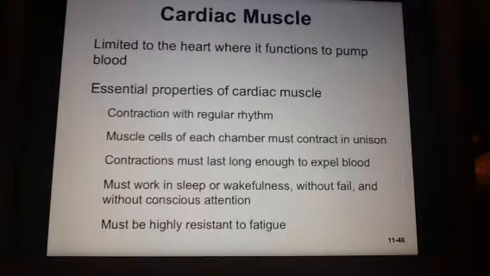So we know that the cardiac muscle is involuntary. It has to contract with a regular rhythm. The cells in each chamber have to contract in unison, and the contractions have to last long enough to get the blood out of that chamber. It has to work when we're asleep, when we're awake, without fail, and without conscious attention. So these types of cells have to be highly resistant to fatigue.